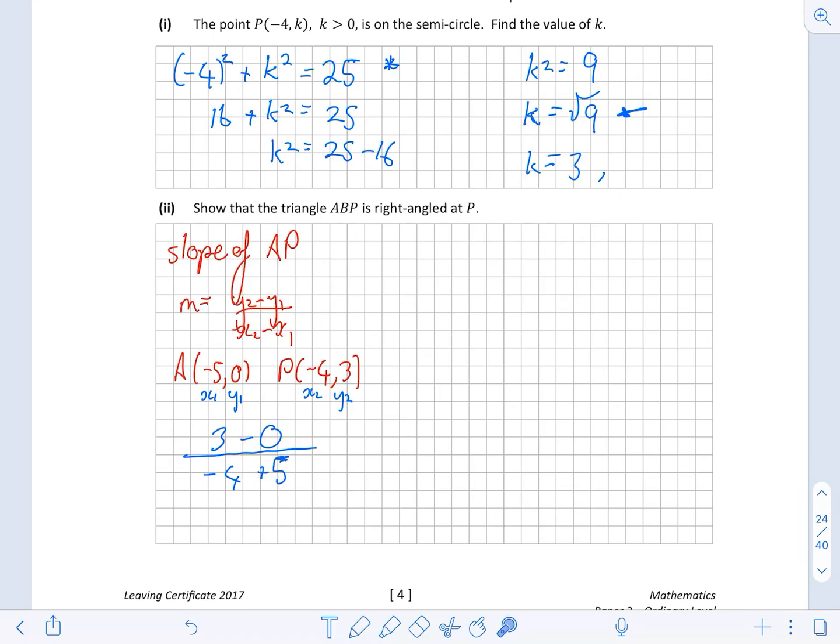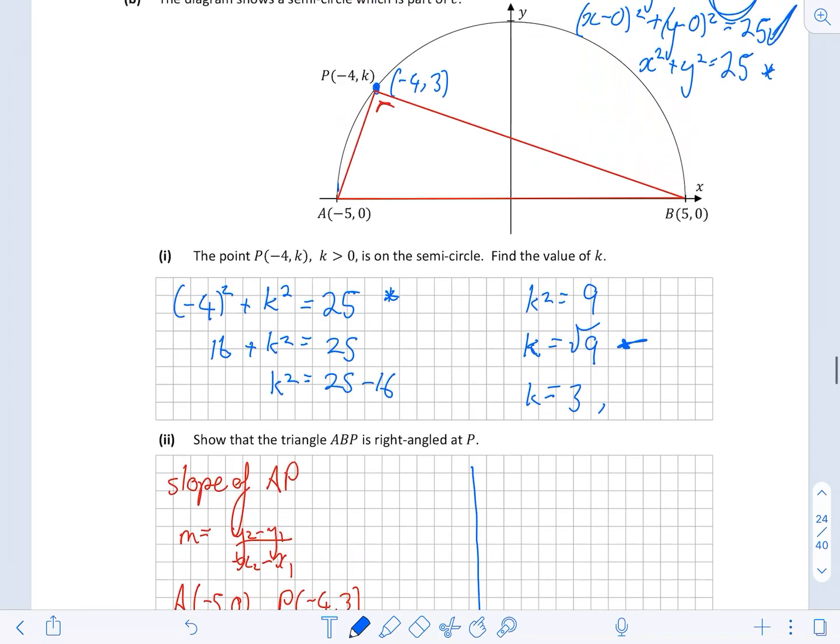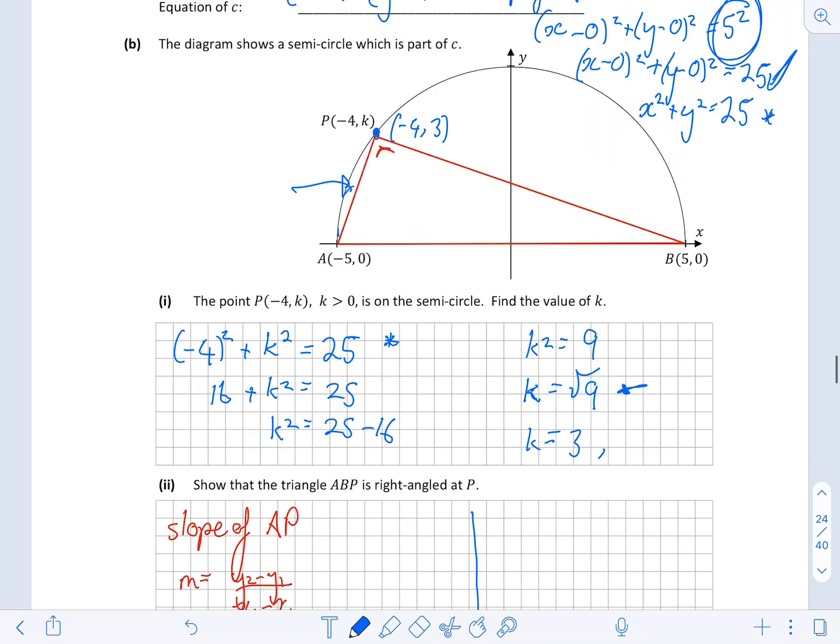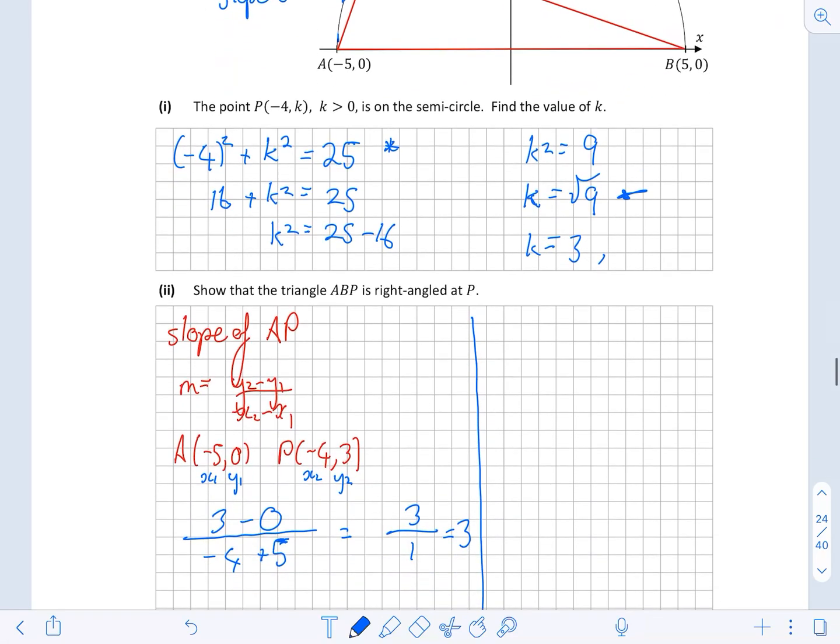Okay, this guy here. So it was minus 5 to give us plus 5. So that's going to equal 3 all over 1, which is equal to 3. So that's the slope of this guy here. So slope is equal to 3. Let's work out the slope of this chap down here then.